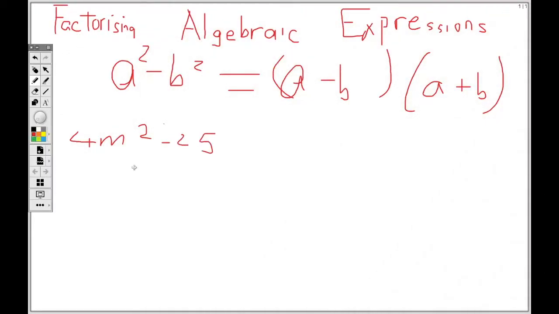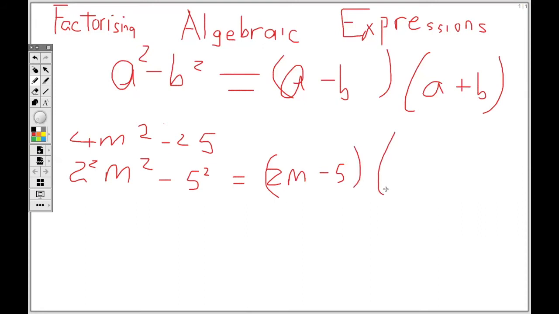So if we have 4m squared minus 25, rewriting the numbers as a perfect square, I'll have 4 as 2 squared and 25 as 5 squared. So rewriting this, we will have 2m minus 5 and 2m plus 5.